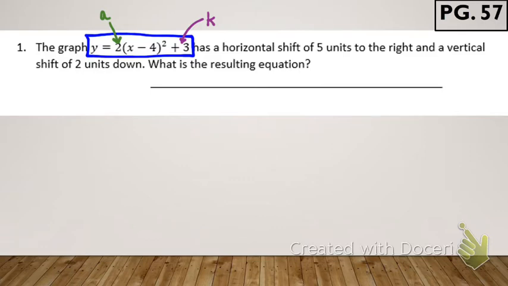Is negative 4 my H value? Yeah. Don't you have to switch the sign? Yes. This right here is not H. What I see here is what I call the opposite. To find what H actually is, I need to take x minus 4, and I need to set it equal to 0. So then I would add 4 to both sides. So what is the actual H value? 4.